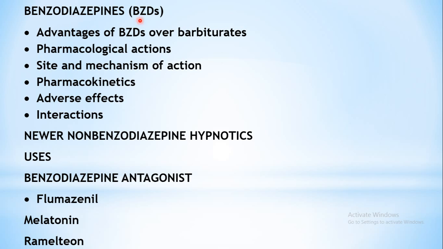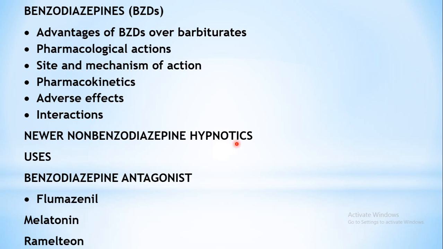Next class we are going to cover in this chapter is benzodiazepines. These are also known as BZDs, which is the accepted short form for this particular class. Here we are going to first see the advantages of BZDs over barbiturates, that is why the barbiturates have gone out of use actually. What are the advantages of BZDs? Next we are going to cover the pharmacological actions of BZDs, site and mechanism of action, pharmacokinetics, adverse effects and interactions of the benzodiazepines.